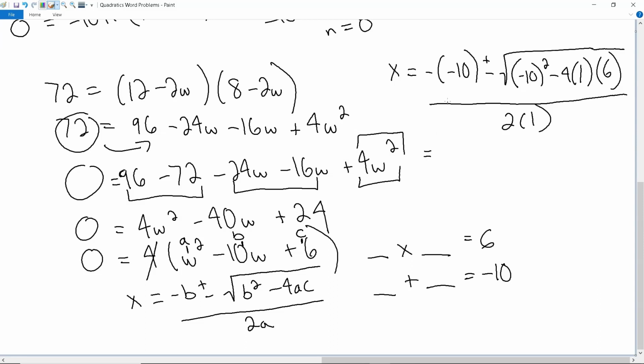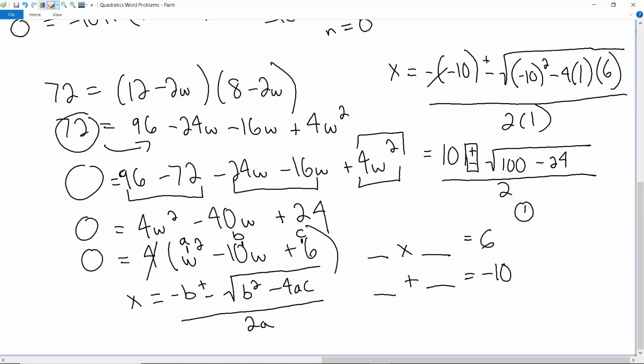So these negatives cancel out. We get a positive 10 plus minus the square root of negative 10 squared, which is 100, minus 4 times 1 times 6, which is 24, over 2. Now, because we have a plus minus sign here, that means that we're going to have two zeros, right? Because in one of the scenarios, we're going to add this square rooted number, and in one of the scenarios, we're going to subtract it.